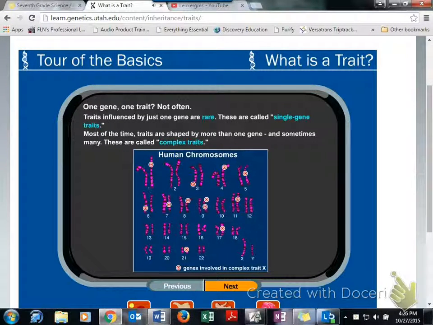One gene, one trait? Not often. Traits influenced by just one gene are rare. These are called single gene traits. Most of the time, traits are shaped by more than one gene, and sometimes many. These are called complex traits.